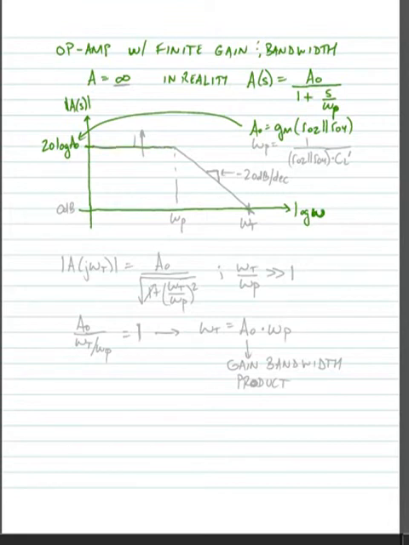Now, it would be flat until we reached our pole frequency, omega p. And remember, our pole frequency, omega p, was equal to 1 over ro2 in parallel with ro4 times our total load capacitance, CL prime, from the prior slide. At this point, the gain would roll off. It would have a slope of minus 20 dB per decade.